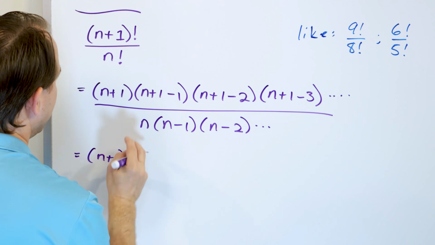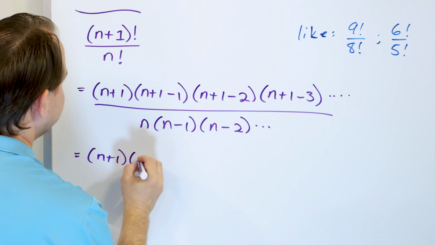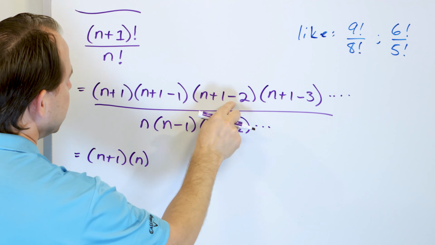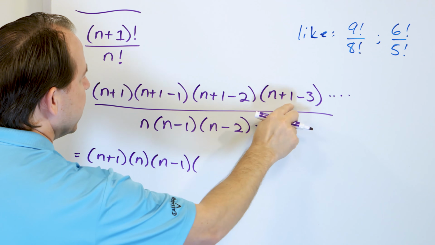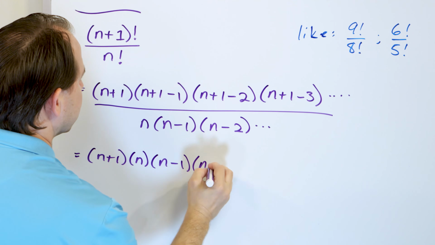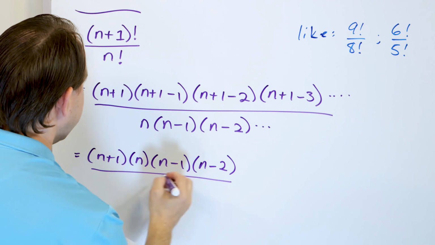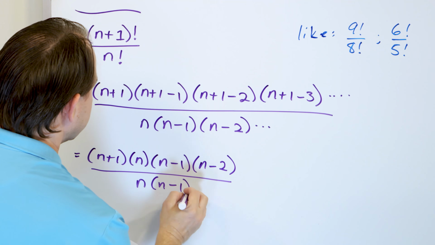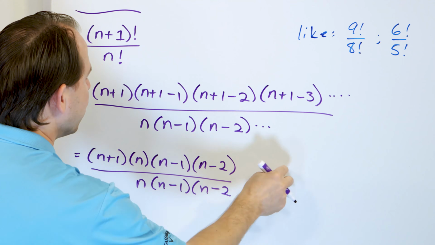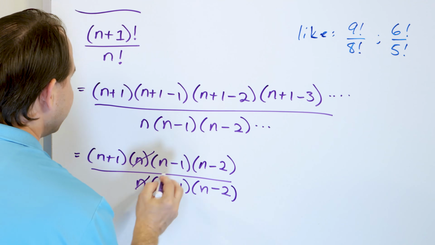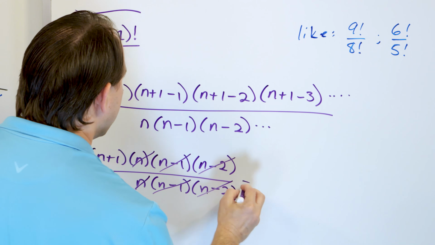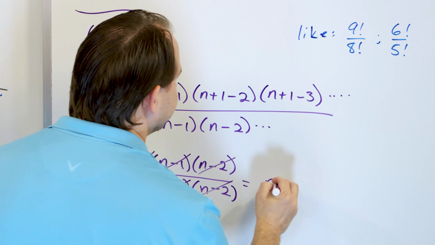N plus 1. What is this? 1 minus 1 is 0, so this actually just becomes n. 1 minus 2 is minus 1, so this is n minus 1. This is n minus 2 here. And what do I have on the bottom? I have n minus 1, n minus 2. And of course, there's more things multiplied here, but every term beyond is going to also cancel. You're going to have cancel, cancel, cancel, cancel, cancel, so all you have is n plus 1.